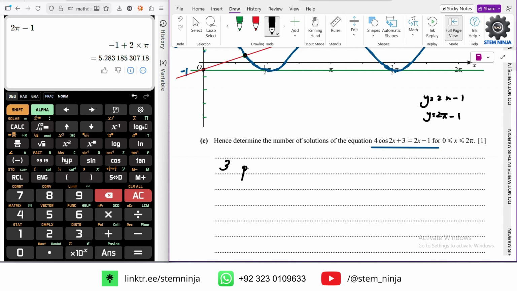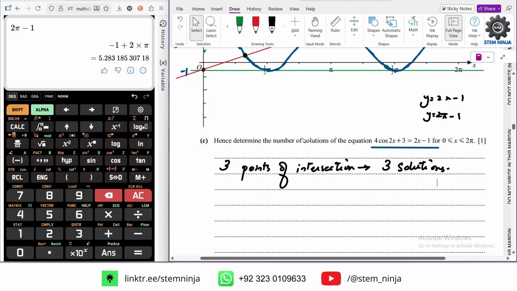3 points of intersection correspond to 3 solutions. Right, okay, let's move on to the next question.